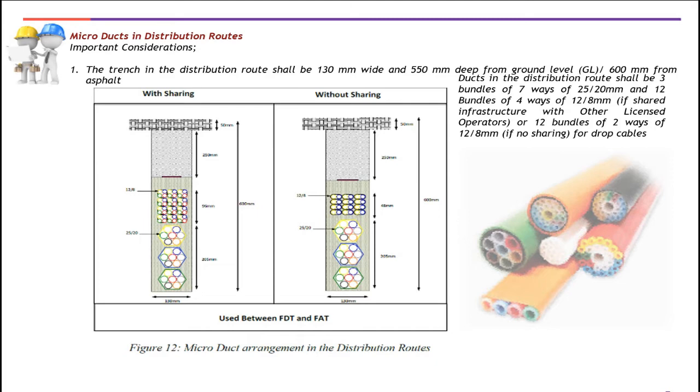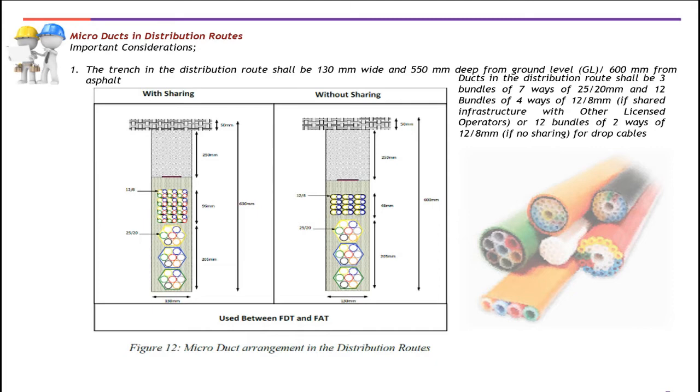Inside the trench, a 3 by 7 way of 25/20 mm main ducts and 12 bundles of 4-way 12/8 drop ducts has to be used if it is shared, and a 12 bundle of two-way of 12/8 mm drop ducts if there is no sharing.